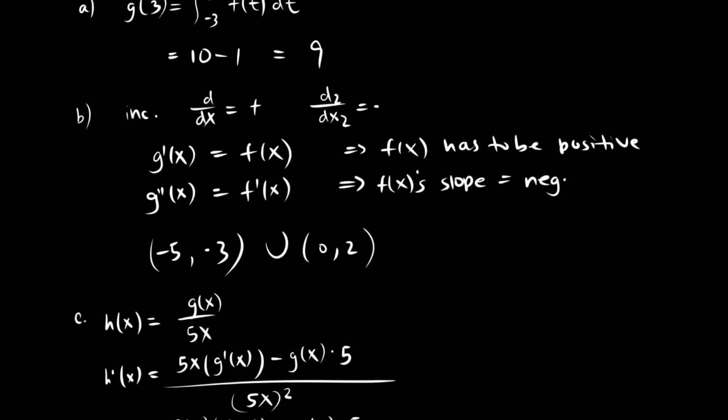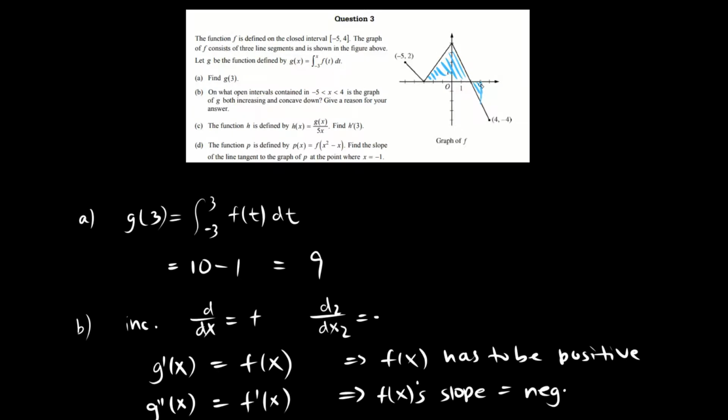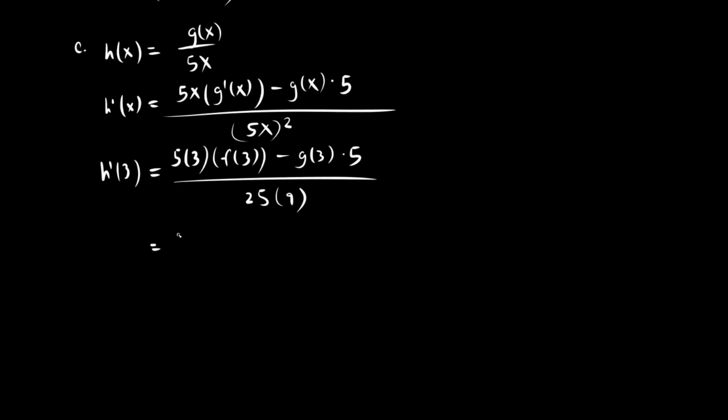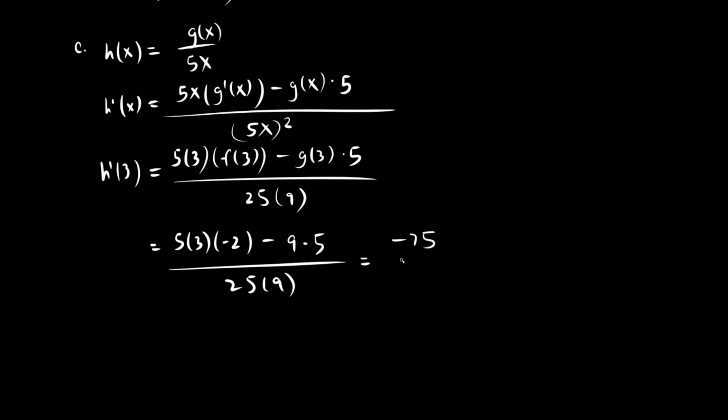Now, if we look back at the graph, we can see that f of 3 is equal to -2. And we know that g of 3 is equal to 9. So now we just plug in -2 for f of 3, and then 9 for g of 3. So now this just becomes -30 minus 45, which is -75, and then 25 times 9 is just 225. And this simplifies down to -1/3.